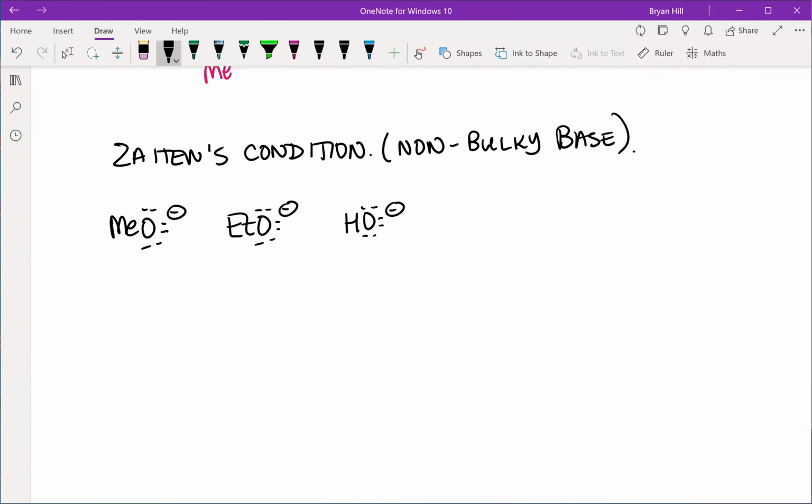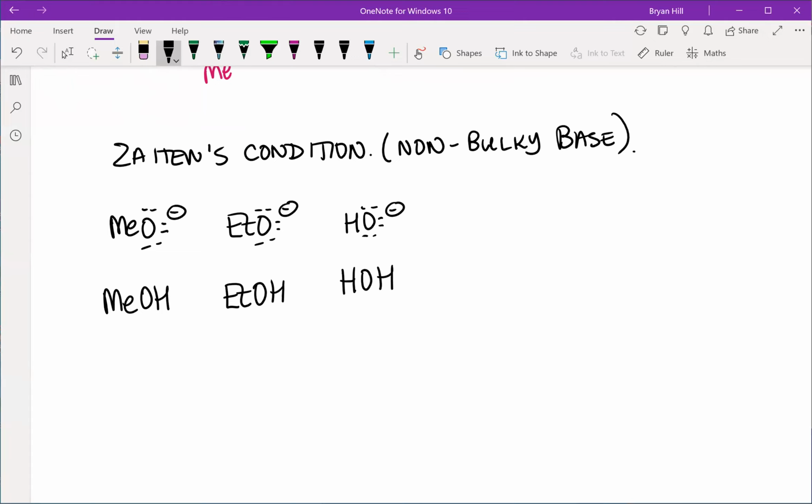The one disadvantage of hydroxide, and the solvent you're going to use in each case is going to be the conjugate acid of this base. So with methoxide, you're going to always want to use methanol. With ethoxide, you're always going to want to use ethanol. And with hydroxide, you're always going to want to use water.